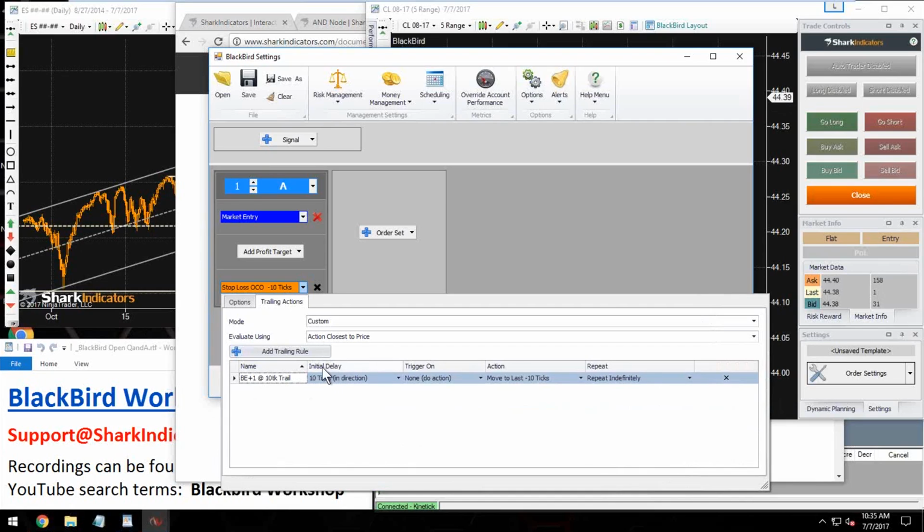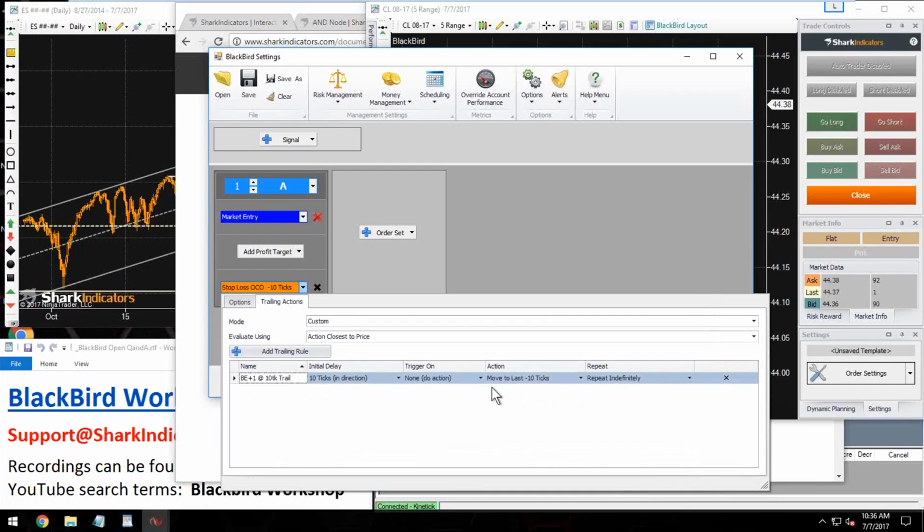So right, we're going to wait. We have a delay, and we're waiting for 10 ticks in profit. Once the market moves in the direction of our trade, that means we're going to have 10 ticks in profit. Now we're not using any kind of triggering condition. And so once the market moves 10 ticks in the direction of our trade, so we have 10 ticks in profit, then the next step is the action takes place.